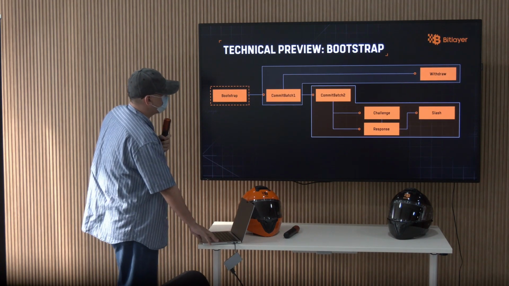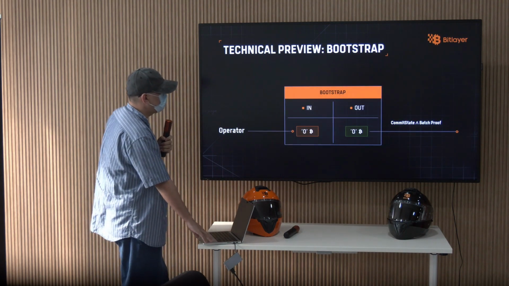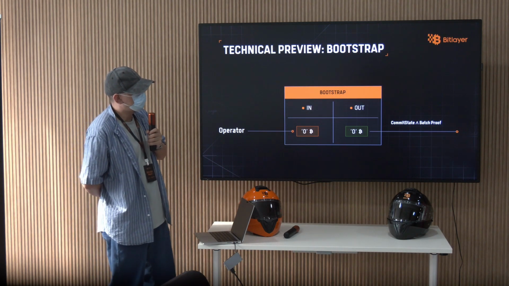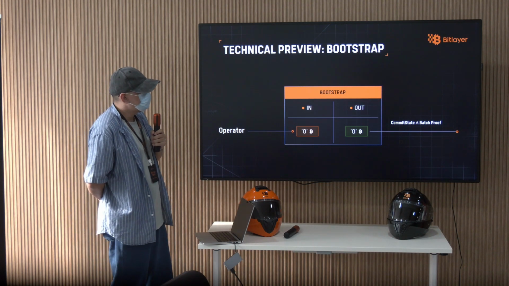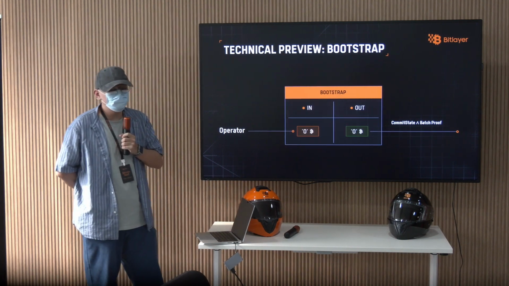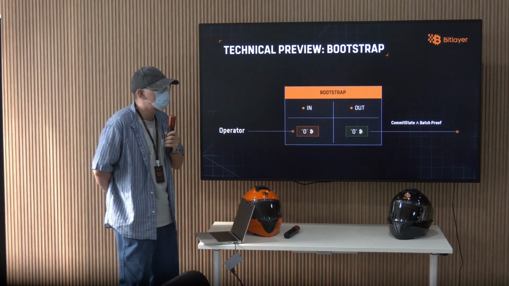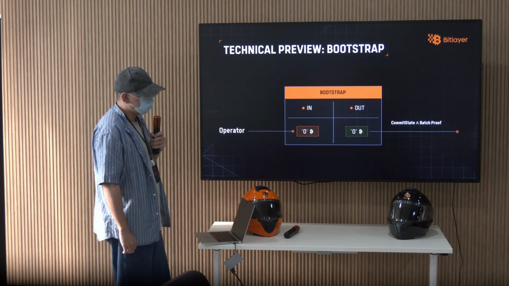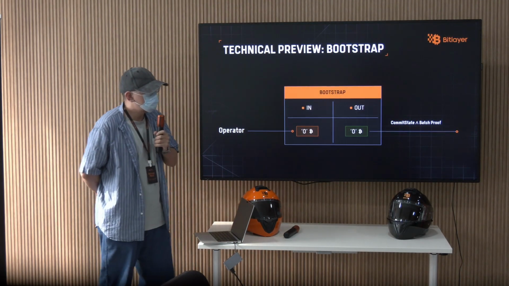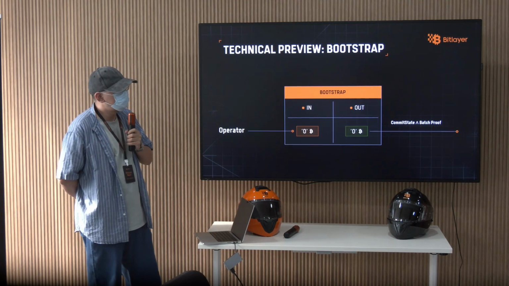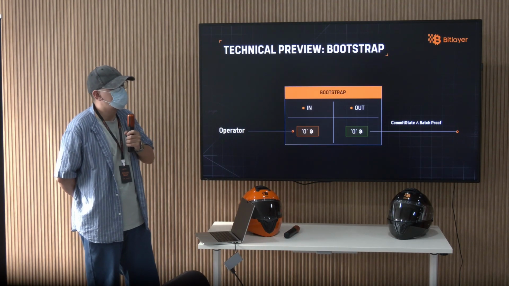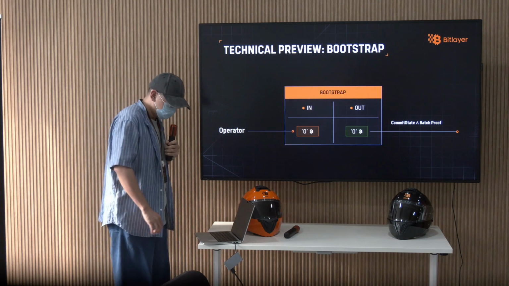Also, let's take a look at the Bootstrap. Bootstrap has only one input and one logical output. The input comes from the operator to provide the transaction fee. The logical output provides the commitment for the commit state and the batch proof used in the next commit batch.